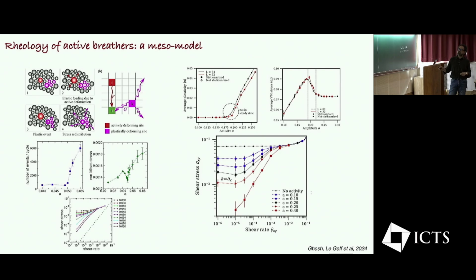And we see that the signatures are very similar: you have large scale yielding at some threshold activity. Then you have a kink in the von Mises stress. The signature is not exactly the same, but we see a kink around this point. And of course, the rheological behavior is also very similar, telling us that the mesoscale model is doing a good job in describing the physics of the system.